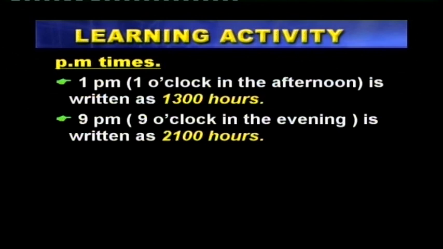So this is how 1 o'clock in the afternoon can be written in 24-hour time. Are we following? 1300 hours comes after 12 midday. 9 p.m., remember the example that we went through was 9 a.m. in the morning, and our friend gave the answer as 0900. For this case, it is 9 o'clock in the evening or in the night. And this is how it can be written, 2100 hours.